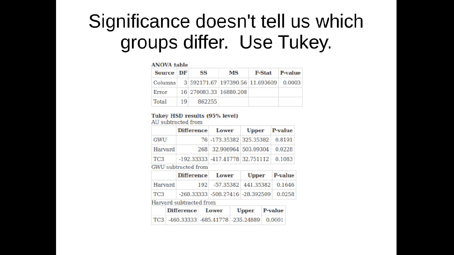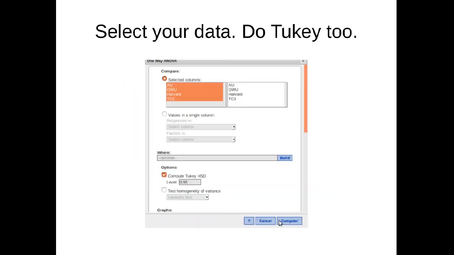So you do Tukey and you say, okay, which ones are different? And you say AU subtracted from Harvard is kind of significant. That's in the gray zone. And we see GWU, George Washington University, versus TC3. That's kind of borderline significant. But whoa, Harvard subtracted from TC3, that's super significant, which is exactly what I said over here.